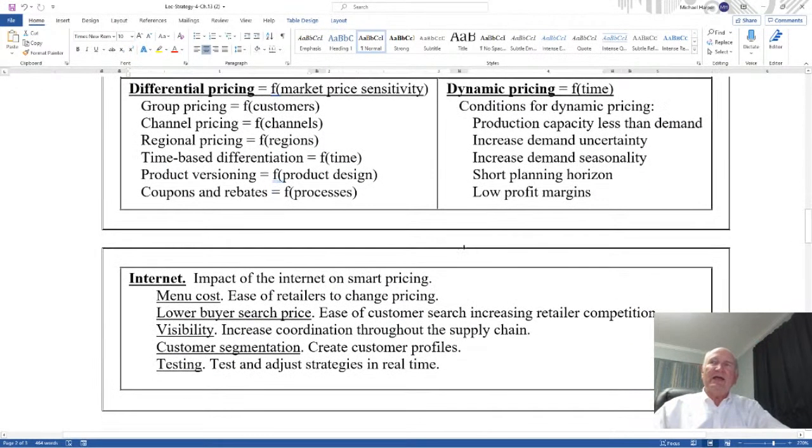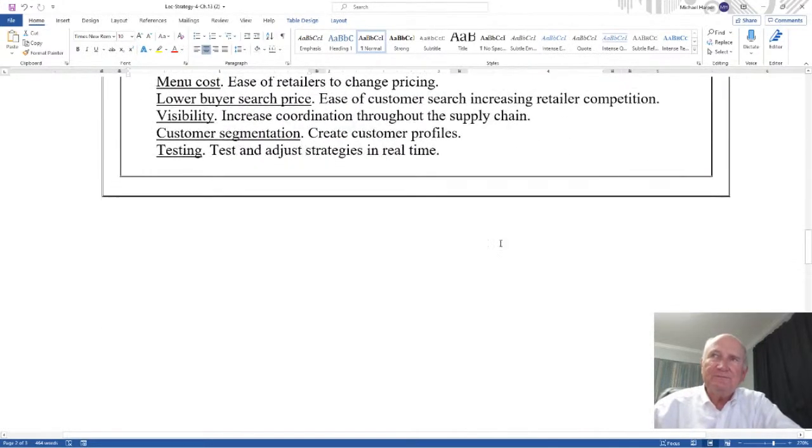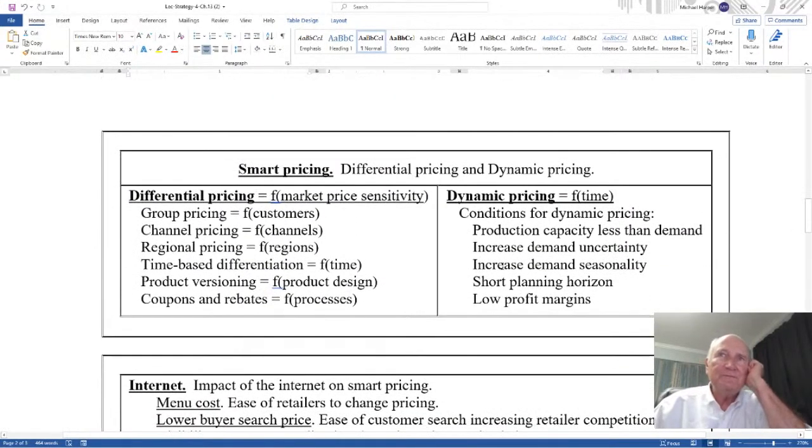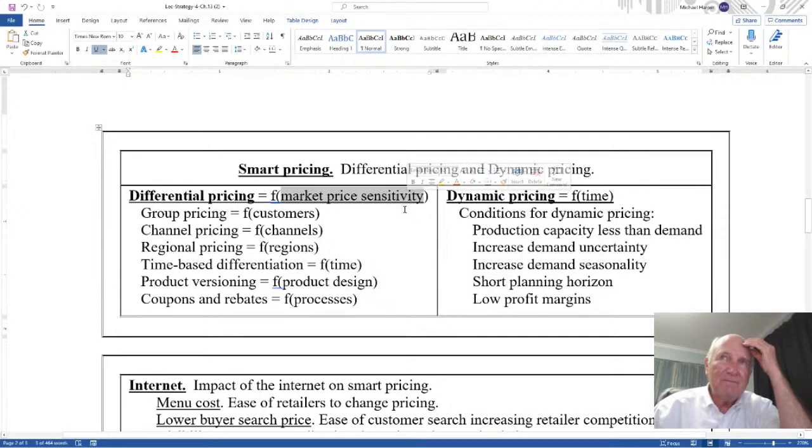Smart pricing. Okay, now we're getting to smart pricing here. There are two types: differential pricing and dynamic pricing. Differential pricing is where you have prices for different market price sensitivity. Dynamic pricing is where you have pricing for different times. This is market sensitivity; this is a function of time.